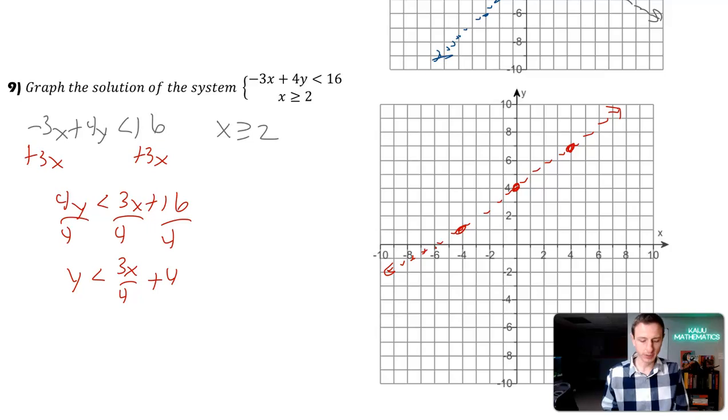And the other one, x is greater than or equal to 2. This is just a line that's going to be vertical. So a vertical line at x is greater than or equal to 2. So that would be this line. Is it solid line? Solid line, excuse me. Not dotted, solid line.